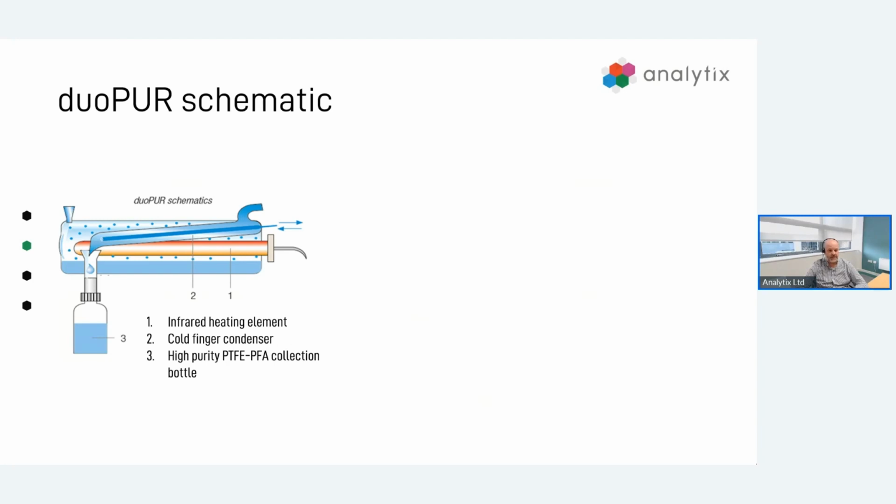So as the acids are heated, they will come up and condense onto the cold finger, they will drip down, and then they will go into the high purity PTFE, PFA collection bottle at the bottom. So it's a very simple process, but one that's very easily operated and one that can be run overnight.